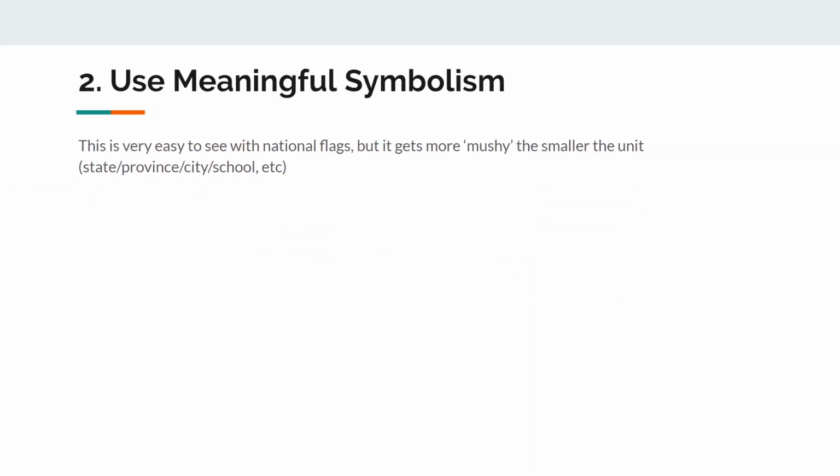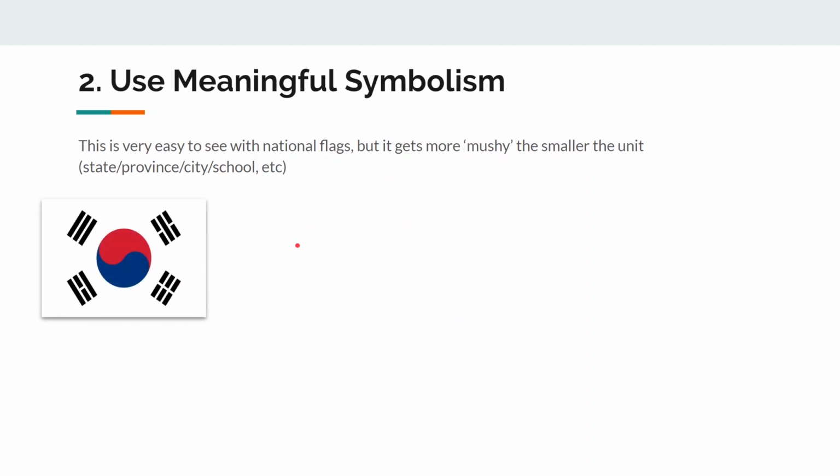Rule number 2, use meaningful symbolism. It has to have a connection to your group, your nation, your state, your city, your region, your soccer team, anything. There has to be meaning. This is really easy with national flags, but it gets more mushy or fluffy, as it were, with the smaller units.